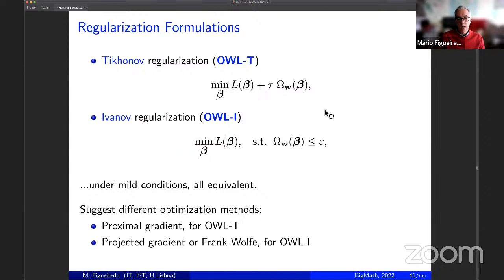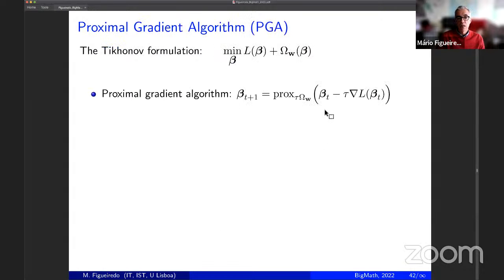The way we typically attack Tikhonov regularization is using something like proximal gradient algorithms, which I'm sure you all have seen before. The way proximal gradient works is that you start wherever you are. Beta t is your current estimate. You compute the gradient of the loss. You take a step in the negative direction of the gradient, and then you apply the proximal operator of the regularizer to that. It goes by many different names: iterative shrinkage thresholding, or forward backward splitting. It was reinvented at least 5 times in different communities.